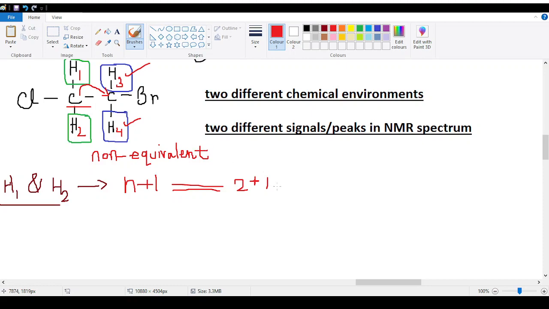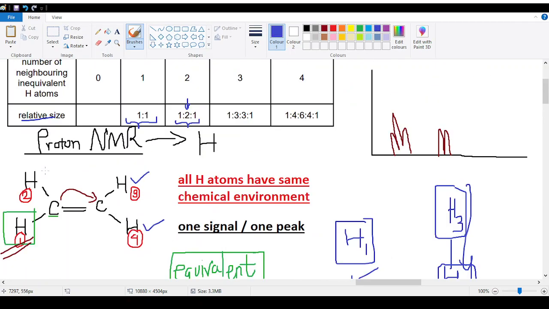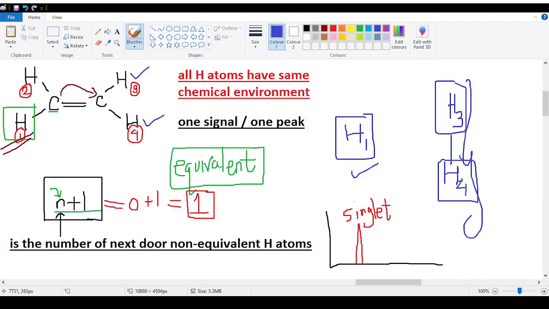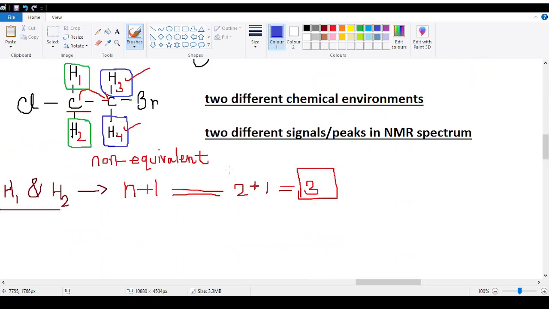All right. So overall, in 2 plus 1, I'm getting 3, right? Yes. Value of n plus 1, I'm getting 3. So if you go to that table and check for n plus 1 equals 3, you will get a triplet pattern, and the peak will be split in this manner. This is the type of peak we can expect in the NMR spectrum.